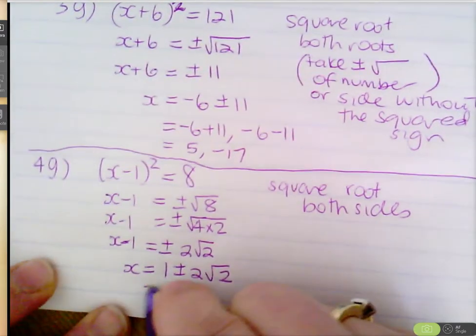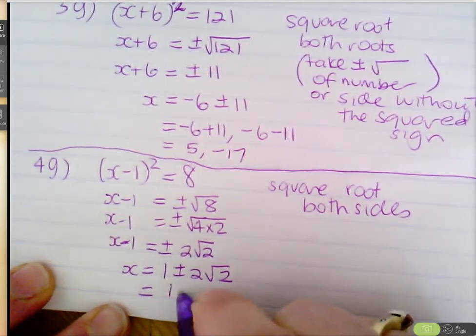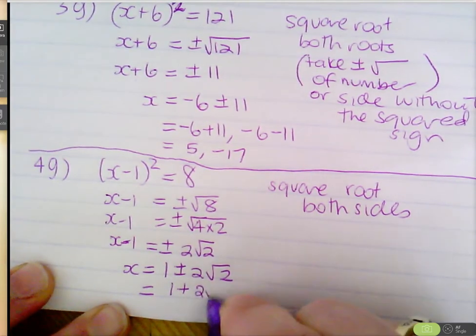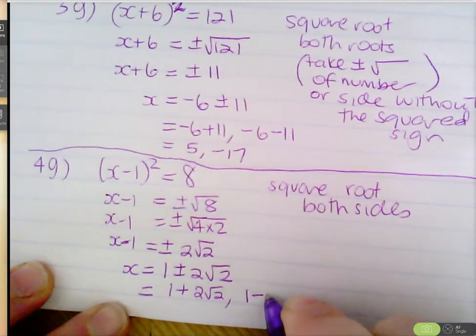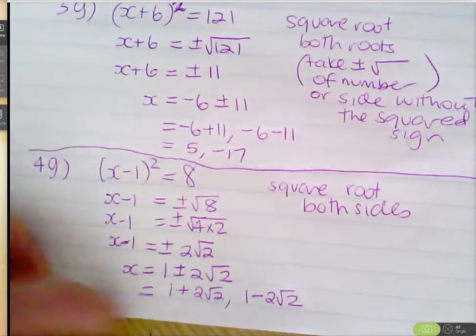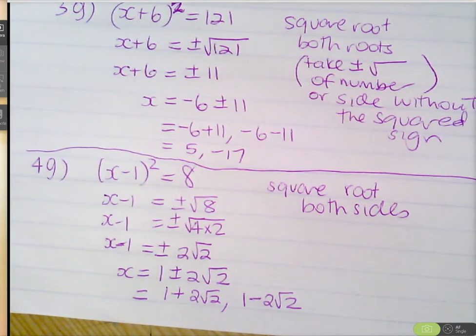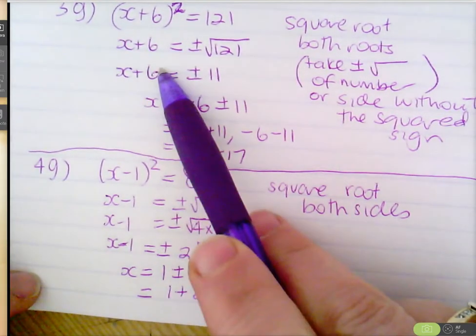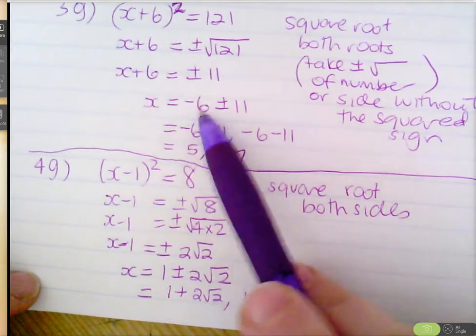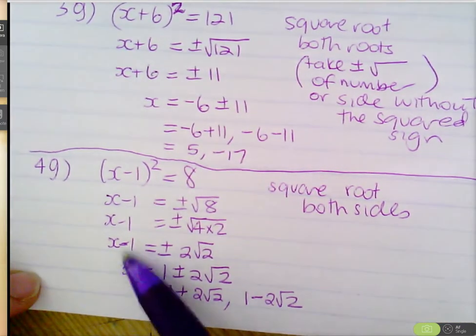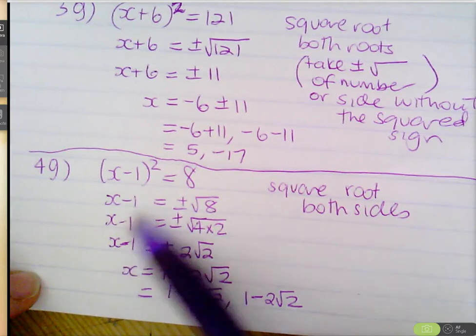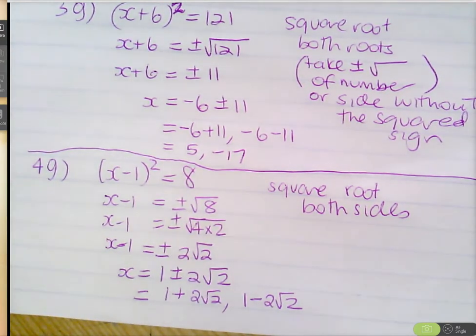So therefore, girls, what are our two answers? 1 plus 2 root 2, 1 minus 2 root 2. Now, just be careful here, girls. If it's a plus 6 here, when you take it over to the other side, it's a minus 6. It goes in front. Over here, if it's a minus 1 here, you bring it over, it becomes a plus 1. It goes in front of the plus or minus.